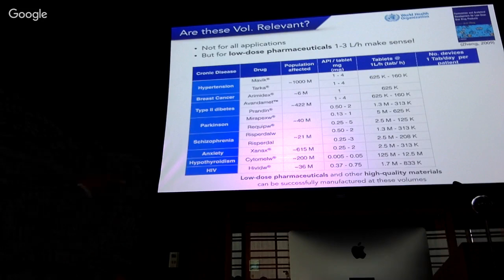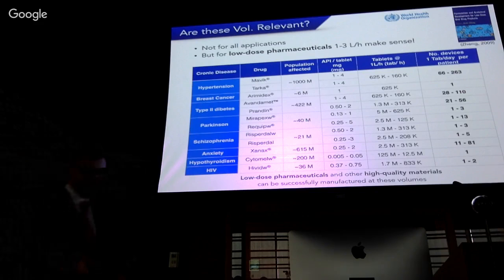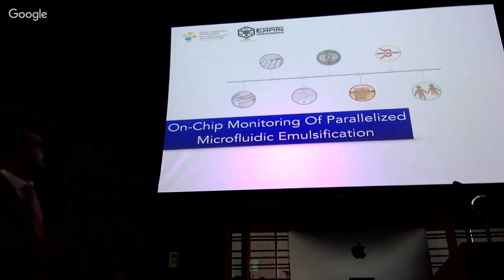So now we ask this question: how many devices do we need to provide all these people 1 tablet a day? And this is the answer. You can see, for some cases, 66 to 263, but for some others, you only need 1 to 5 devices. So this really makes a lot of difference, and you can see that we can use this technology to produce pharmaceuticals that require low variability.